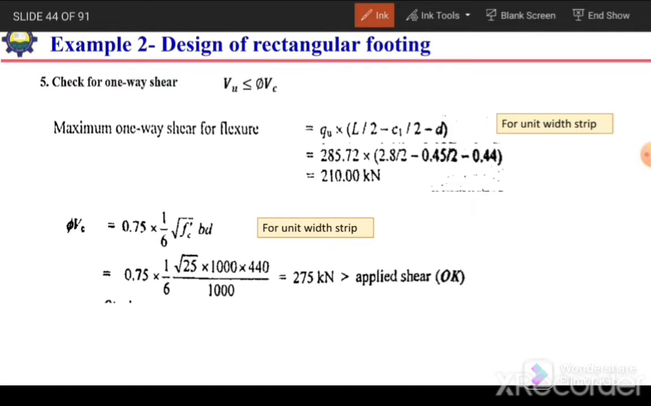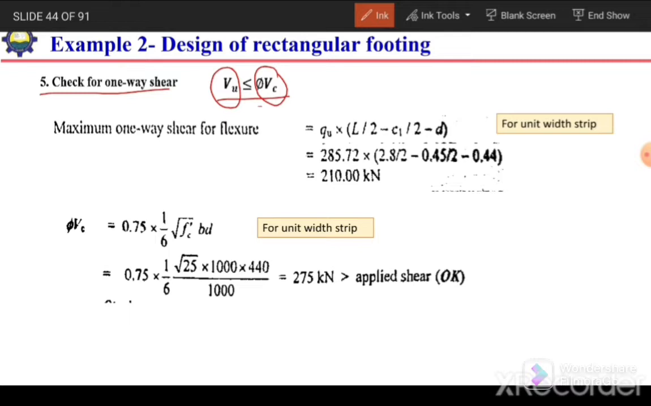After that, we need to check for the one-way shear. We need to investigate whether the selected depth of the footing slab is adequate to resist the one-way shear value. So again, for that, VU should be less than φVC. This VU is the applied one-way shear, and this φVC is the shear capacity of the footing slab against one-way shear.